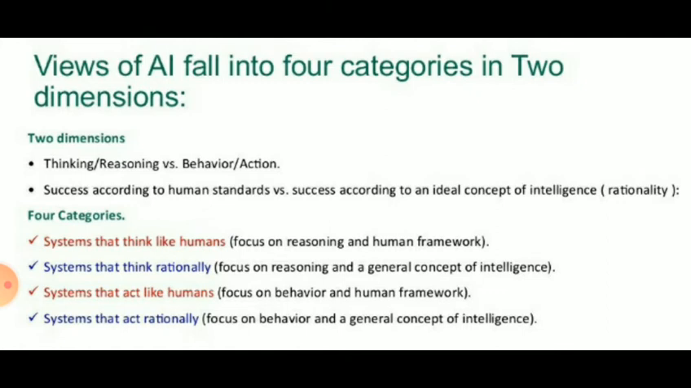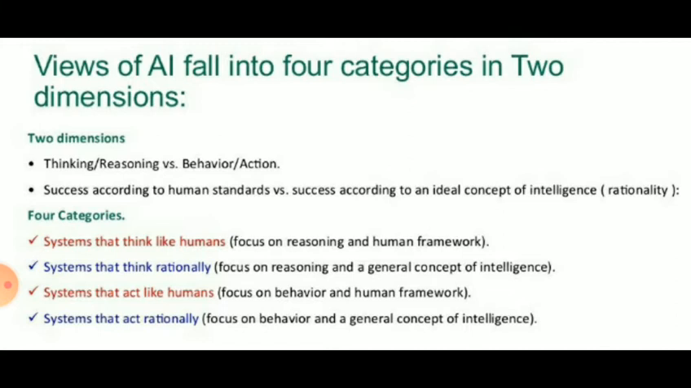Now we will see the views of AI, which fall into four categories in two dimensions. These two dimensions are thinking or reasoning versus behavior or action, and success according to human standards versus success according to an ideal concept of intelligence. So some definitions of AI are organized into four categories. We'll see what those four categories are.